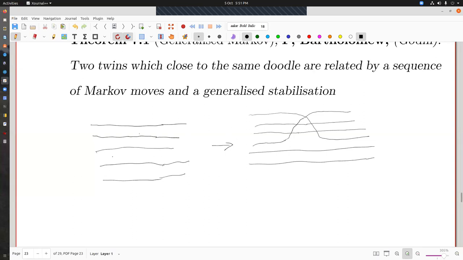So this is the move which you could do if you are allowed to do the R3 move. So this is a special kind of stabilization. You see, the normal stabilization, you would be able to do it at the top, but with this generalized stabilization, you can do it in the middle, which of course you can always do anyway in the usual braid theory, but this is something you can't do.